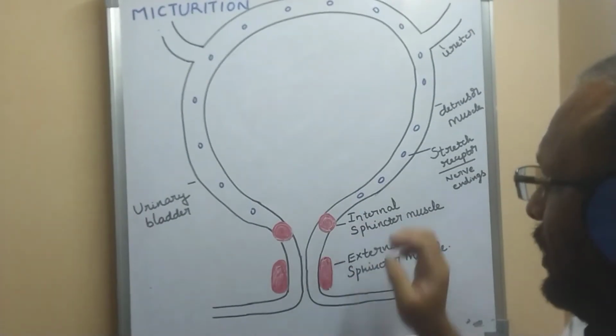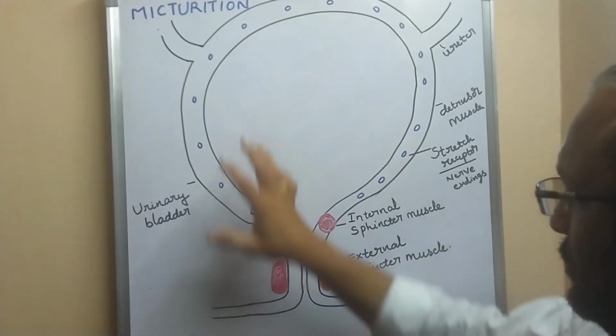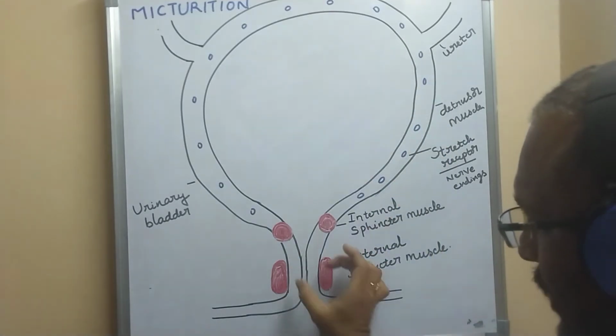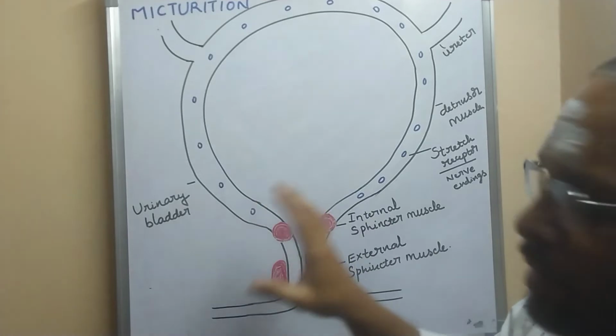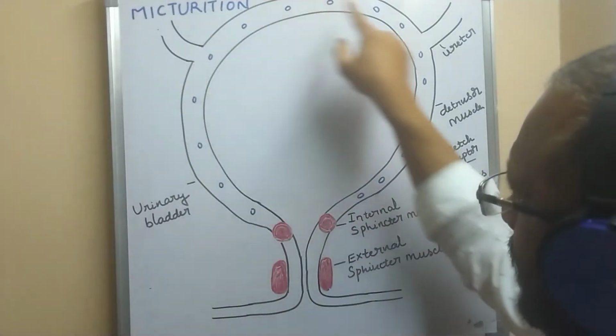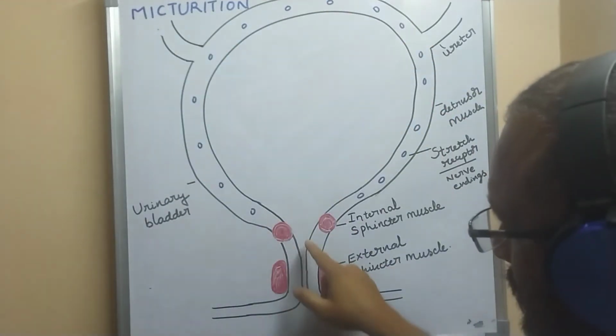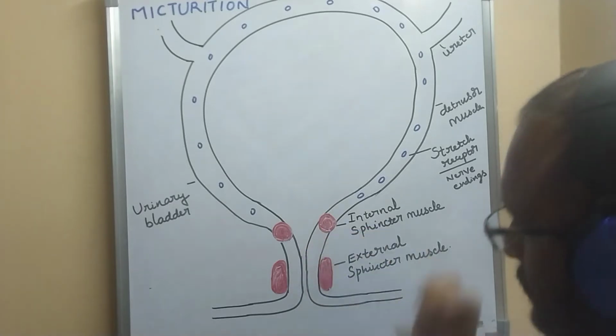So next, this is the urethra. Okay. So what are the parts involved? This is the urinary bladder. This is the ureter. This is the urethra.